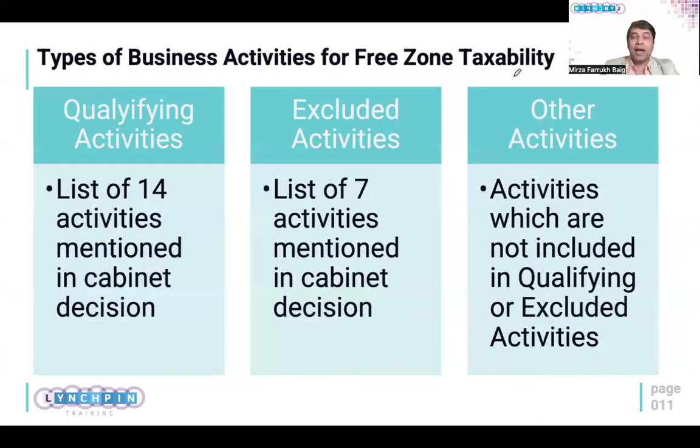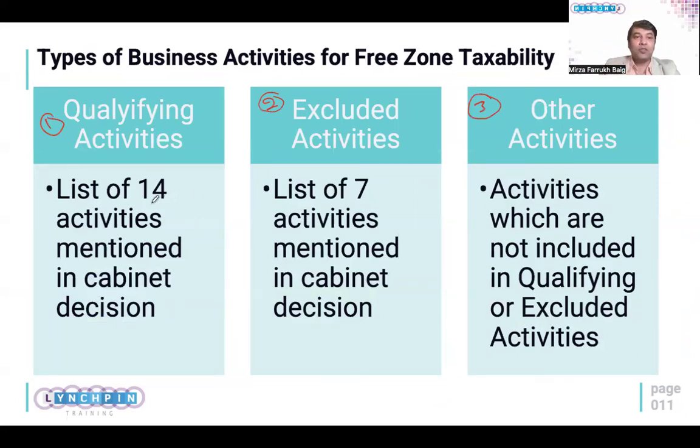In this case, I now have to see my activities. And these would not only be based on the activities which I have in my trade license. These are the actual activities which I am conducting from the business. So I divide them into three categories. First one is the qualifying activities. Second one is the excluded activities. And third one is some other activities which will not fall here.